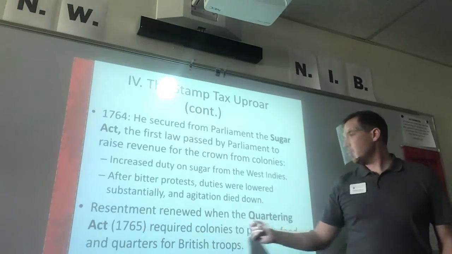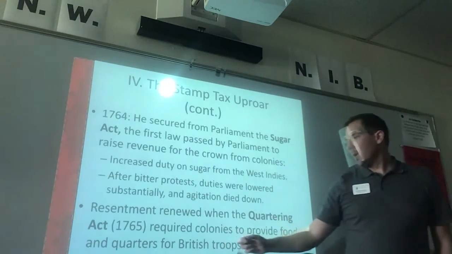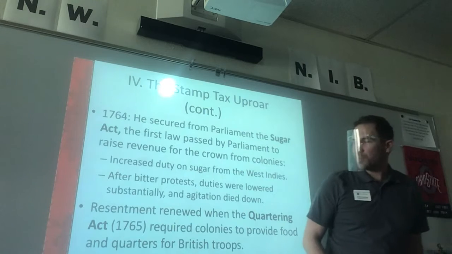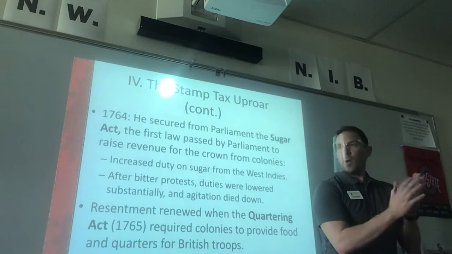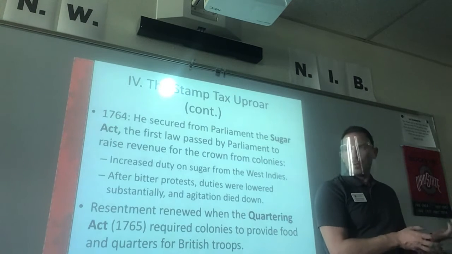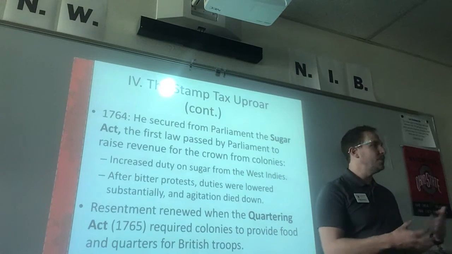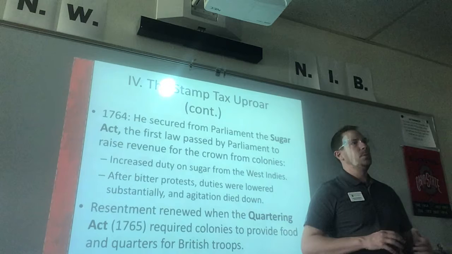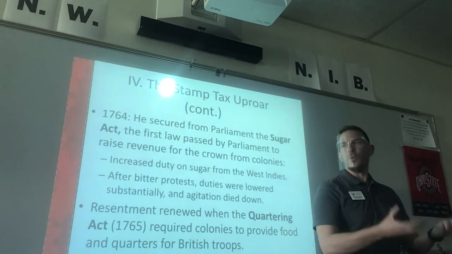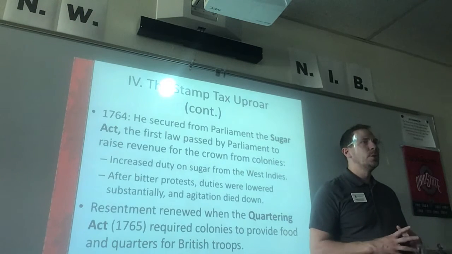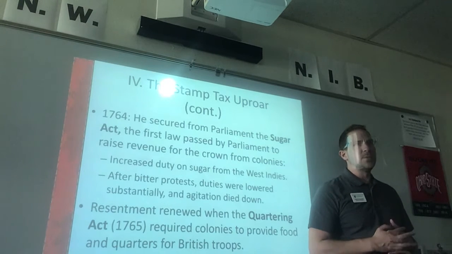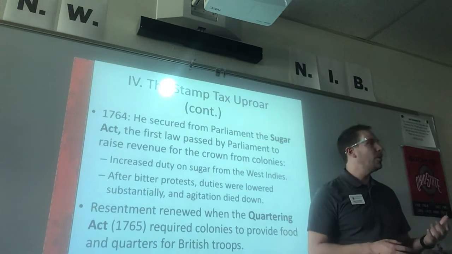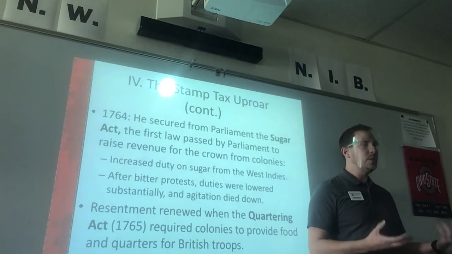But then they get the Quartering Act, 1765, which required colonies to provide food and quarters for British troops. Again, if you see both sides of it, it's really hard to maintain an army overseas without building barracks and bases and forts. And so, from Britain's standpoint, since we're protecting you, you should house us. That's kind of their thought on it. From the colonial standpoint, it's a frustration to have to provide for these troops. Why are they here? The French are gone. We don't need many of them.